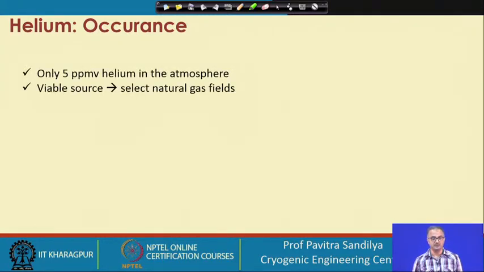Now, the occurrence of helium. Helium is very abundant in the sun, but on the earth we do not have much. In the atmosphere we have only about 5 ppm on a volume basis, and the viable source for helium is natural gas.